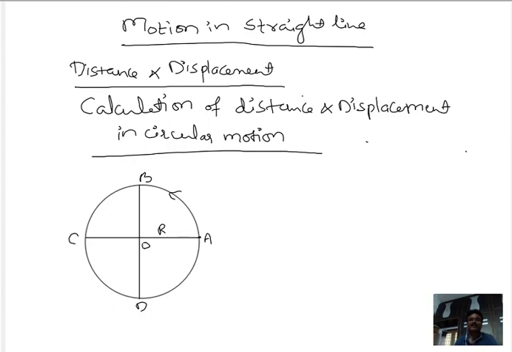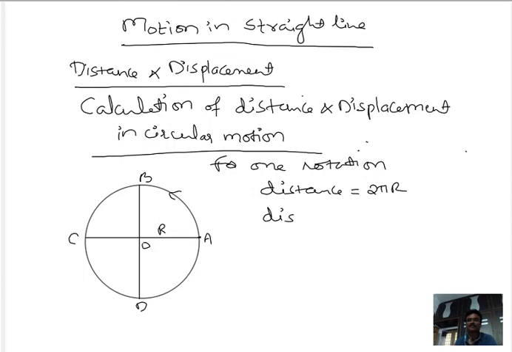Now, whenever it completes one rotation, what is the distance? For one rotation, the distance is equal to the circumference, that is 2 pi r, but the displacement is 0. Why is displacement 0? Because the initial and final positions are the same, hence the displacement is 0.